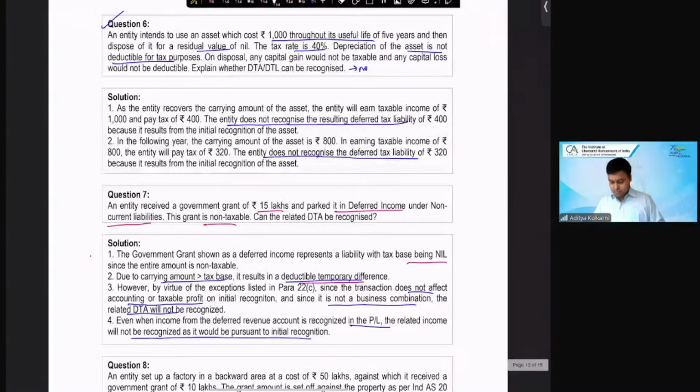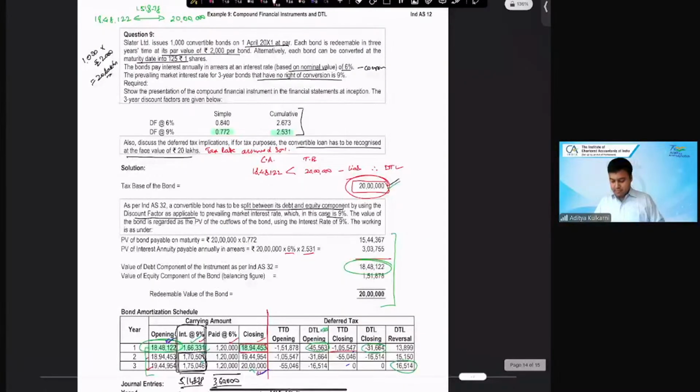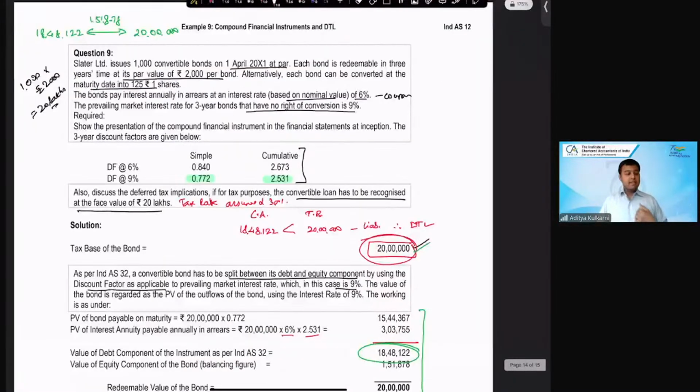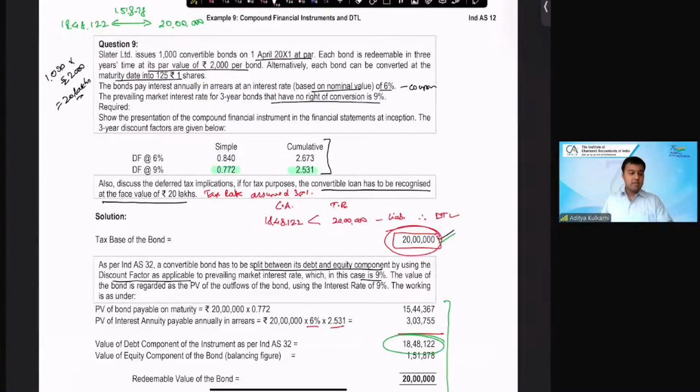Okay. So now when I look at this question, Slater Limited issues 1,000 convertible bonds on 1st April at par. Each bond is redeemable in 3 years' time at its par value of 2,000 per bond. Alternatively, each bond can be converted at the maturity date into 125 rupee 1 shares.